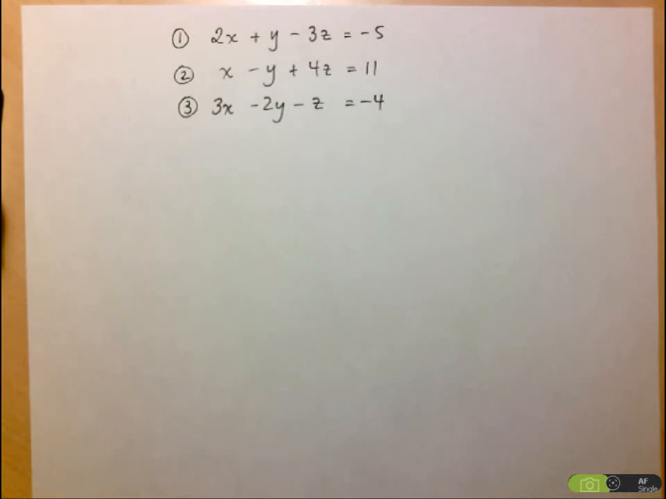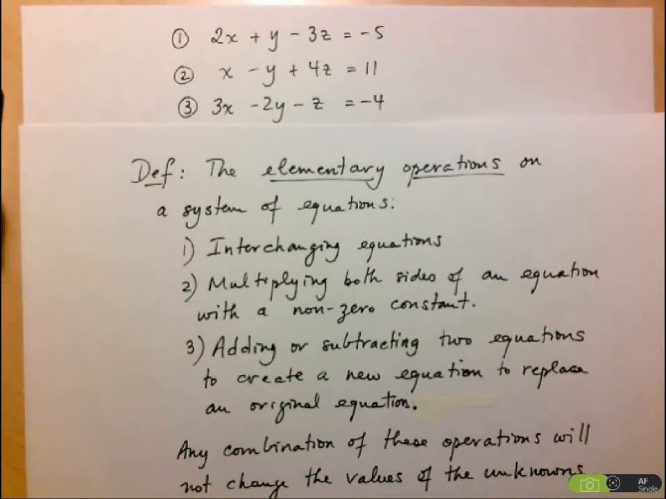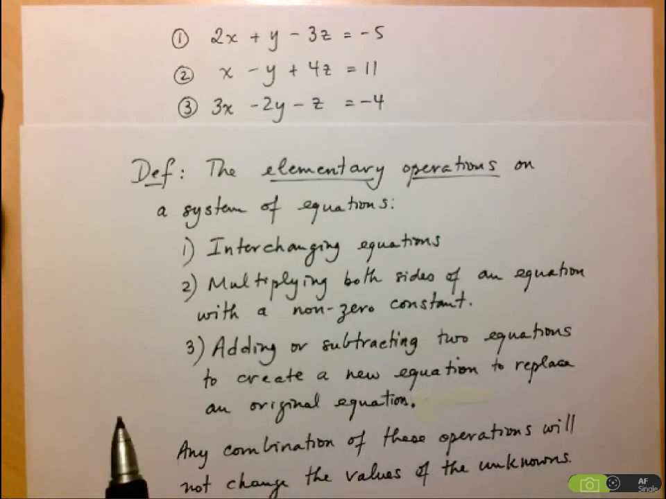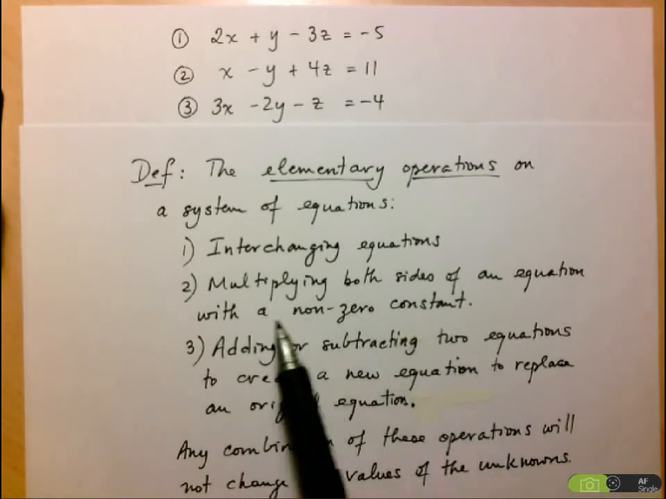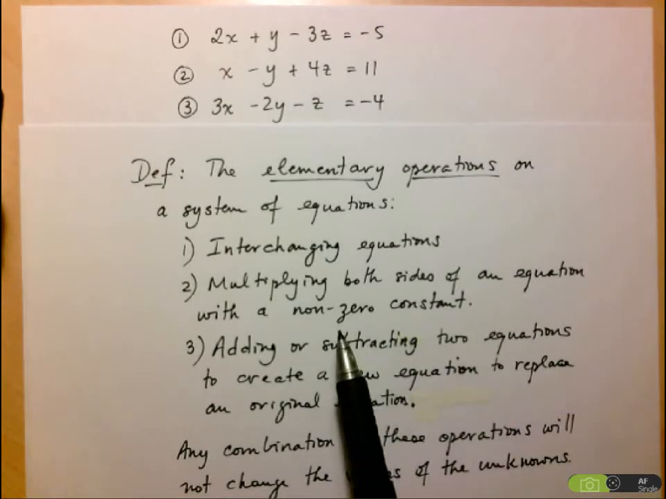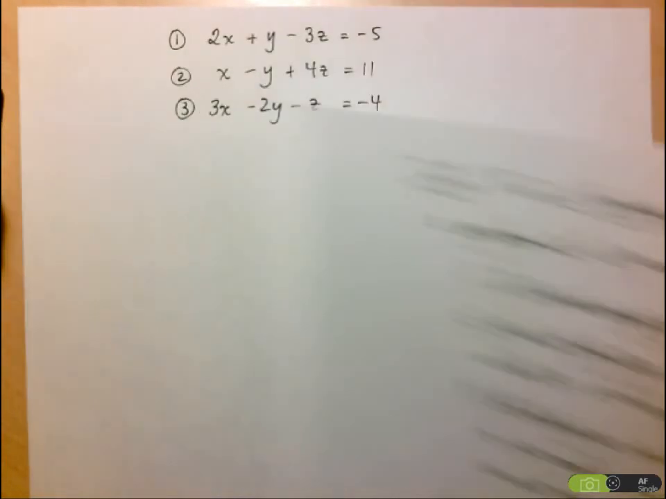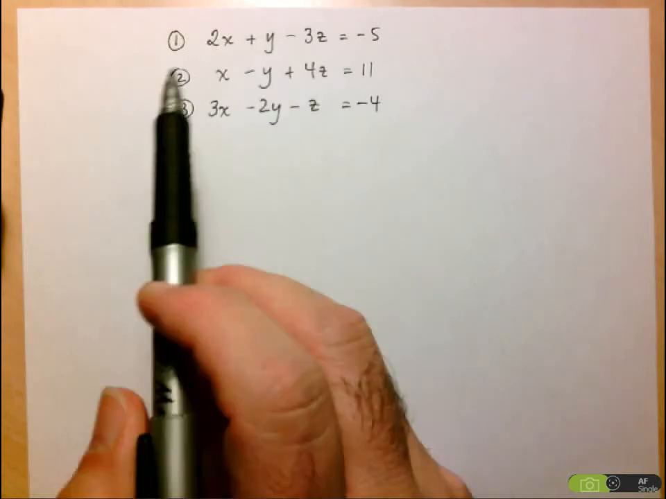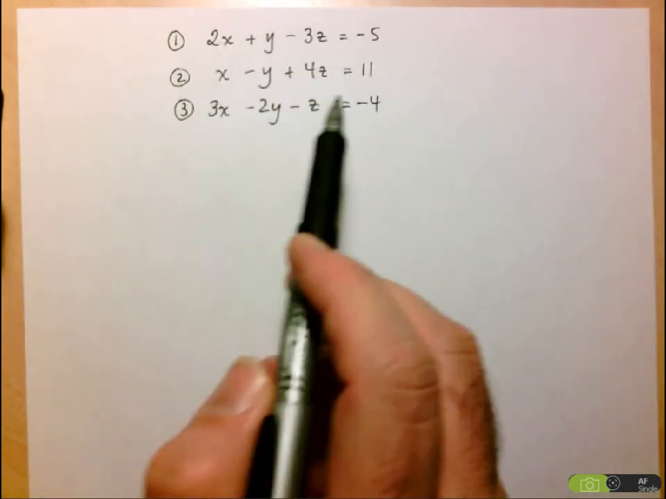Okay, so how can we apply the methods we used for two equations to three equations? So let's just recall the elementary operations that we're allowed to use to solve these equations. Okay, I can interchange the equations. Not something I'm going to do right now, but as I said earlier, this will come into play later on. I'm allowed to multiply both sides of an equation by a non-zero constant, and I'm allowed to create new equations by adding or subtracting the existing ones. Okay, so this is what I'm allowed to do. That will not affect the values of x, y, and z that are going to satisfy all three equations.